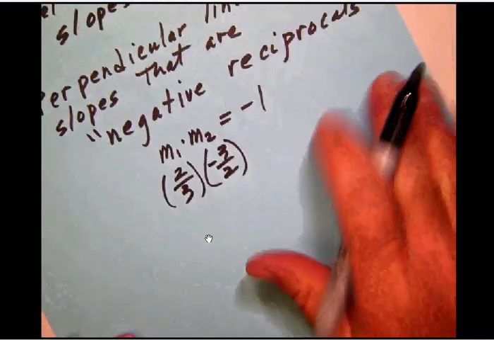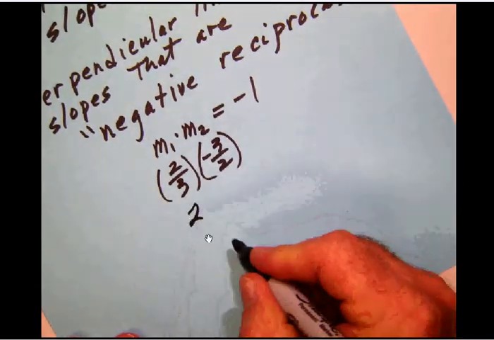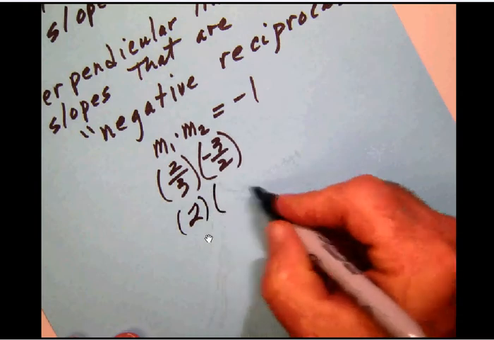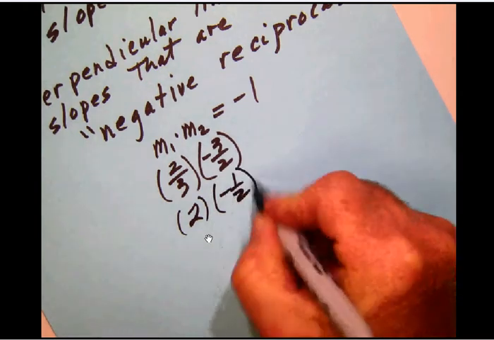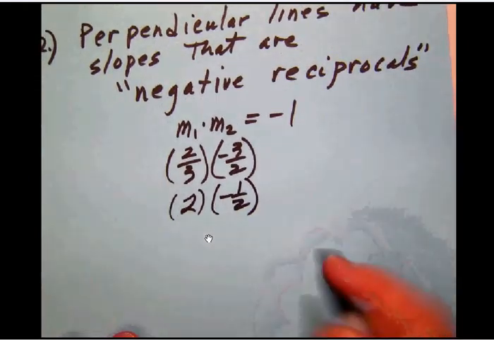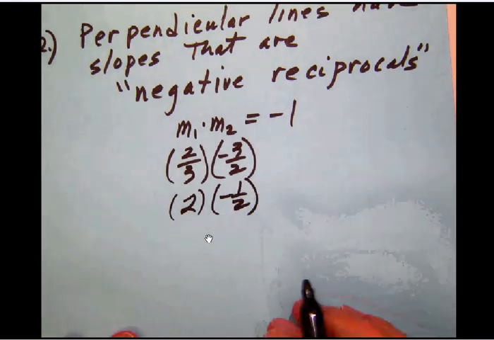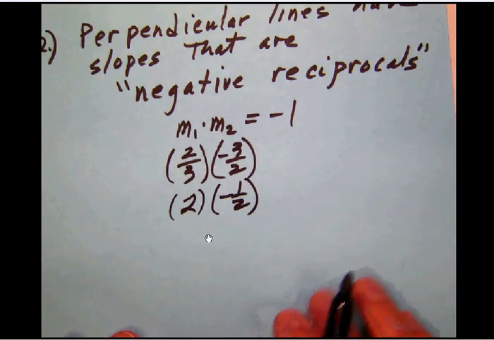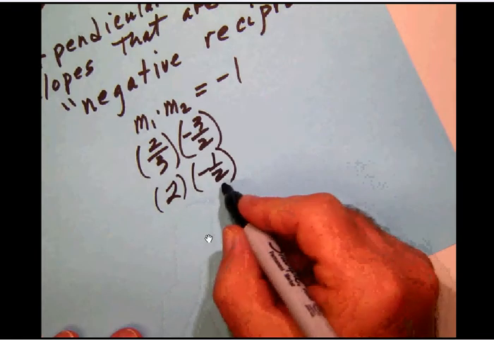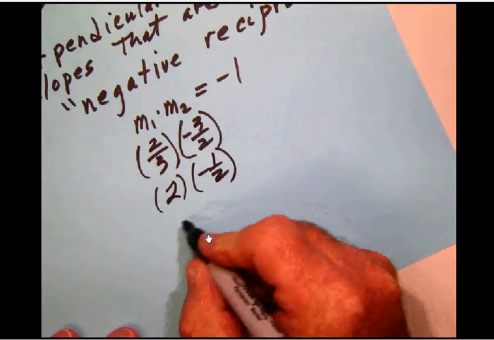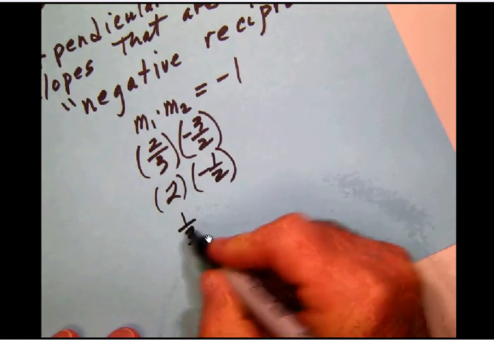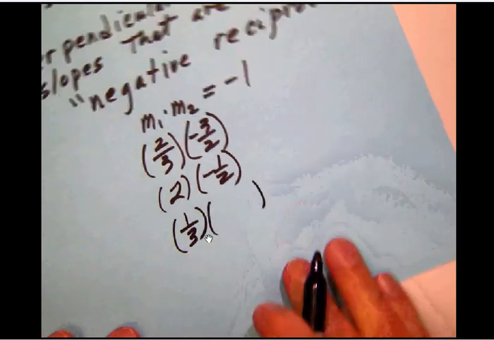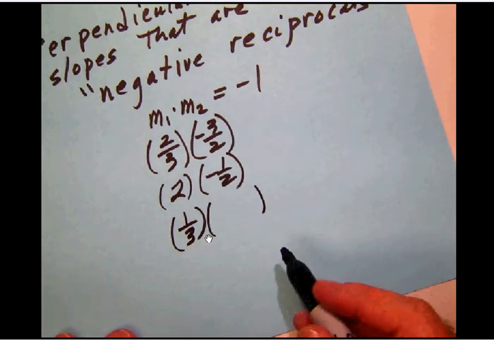Another example: let's suppose your first line has a slope of 2. Then your perpendicular line to that would have a slope of -1/2. Once again, the product of these two slopes would be -1. Let's suppose that the first slope was 1/3. Then the slope of the perpendicular line to that would be its negative reciprocal.